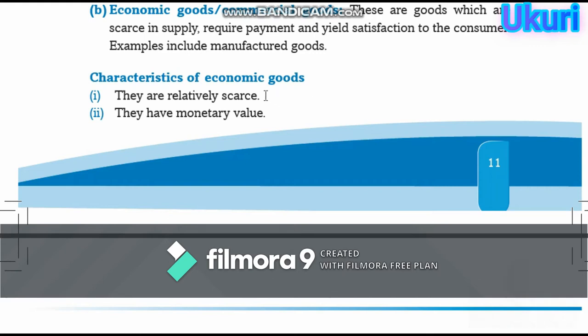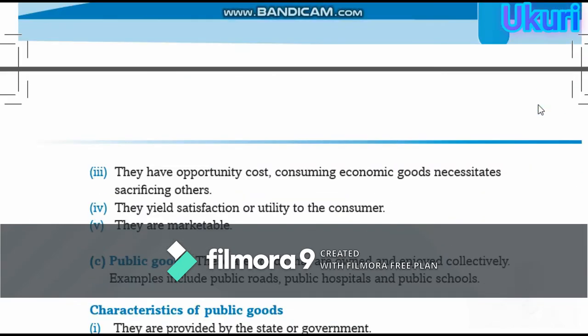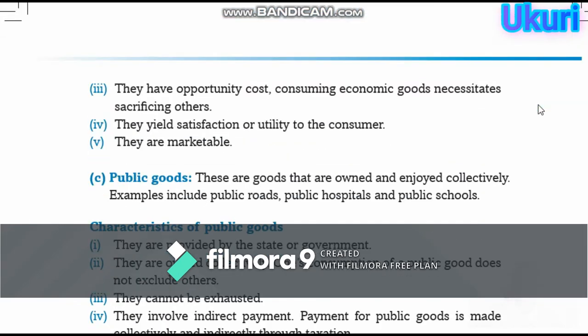Economic goods are relatively scarce. We have mentioned the meaning of scarcity. Scarce means they are expensive because they require money, they have monetary value. To get them you need to pay. They have opportunity cost. Consuming economic goods necessitates sacrifice. Those are what we call the characteristics of economic goods.